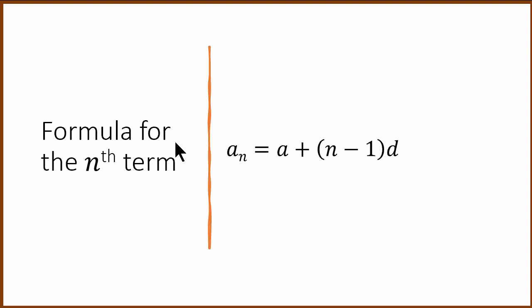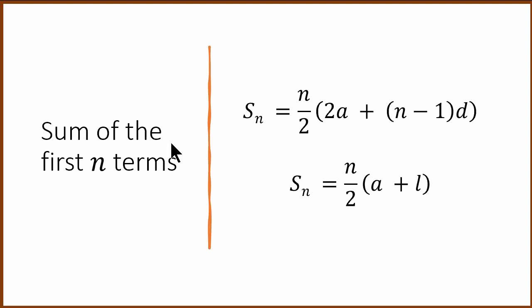Now let's look at how we find the nth term. If you want the nth term of an arithmetic progression, there is a formula to find it. That formula is given by a of n, which is the nth term, equals A plus (n minus 1) D. So using this formula, you can find the nth term of an arithmetic progression.